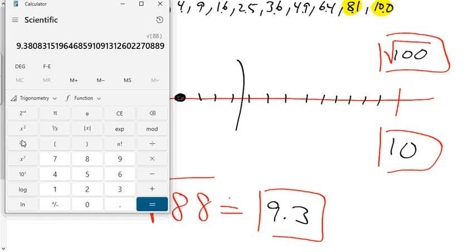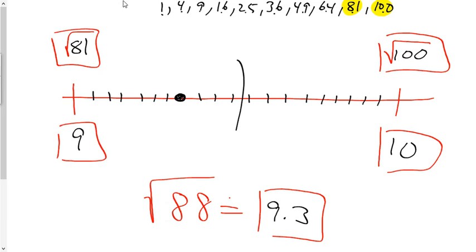Oh, so close. 9.38, which is 9.4. And that's how you estimate square roots.